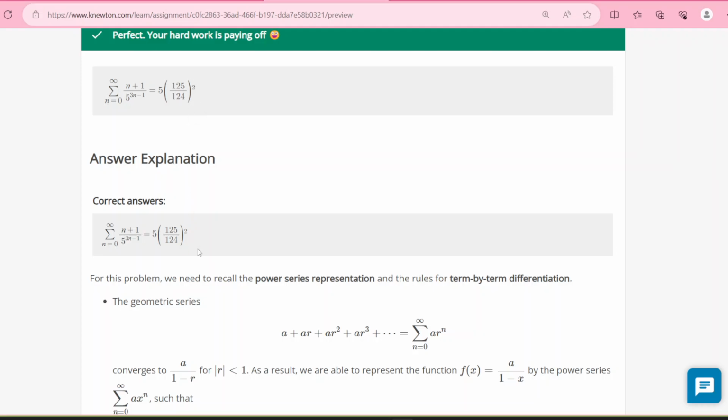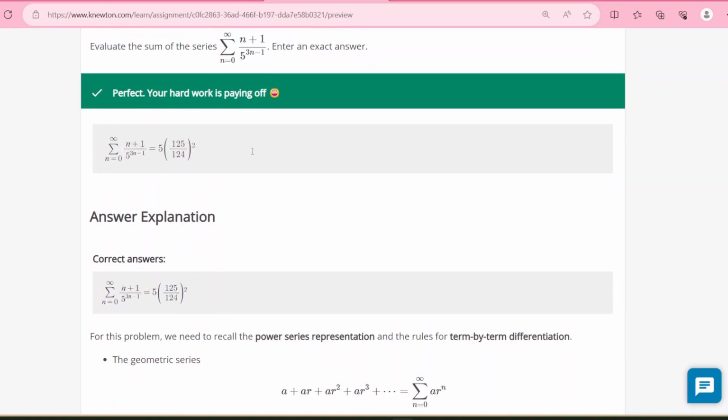Now, if I wanted to multiply it all out in one single fraction, you could, but you know, didn't feel like it. And it looks like that's the way they're typing it too.